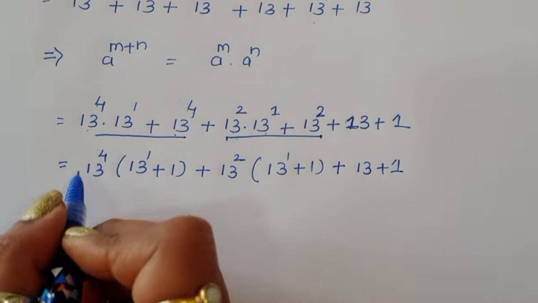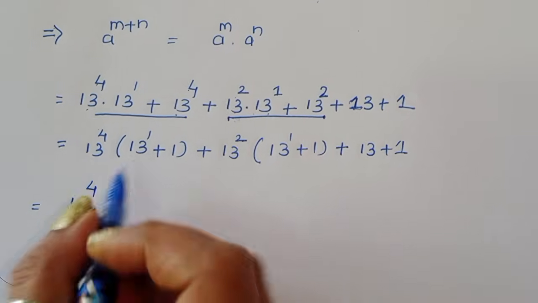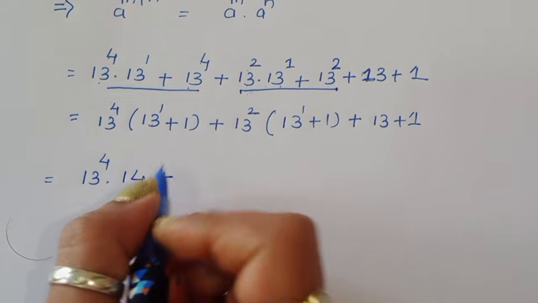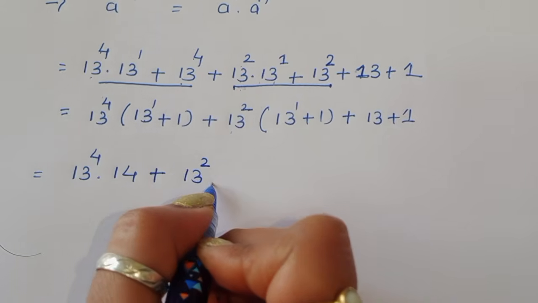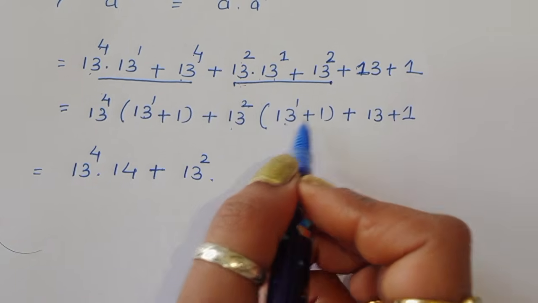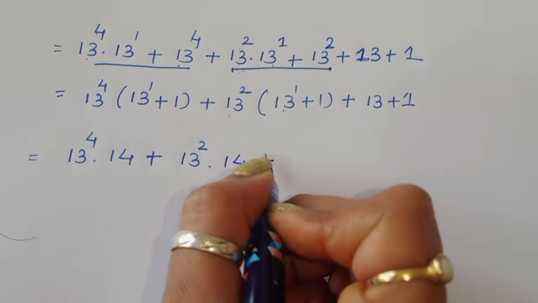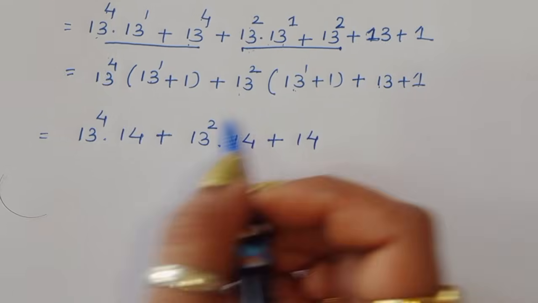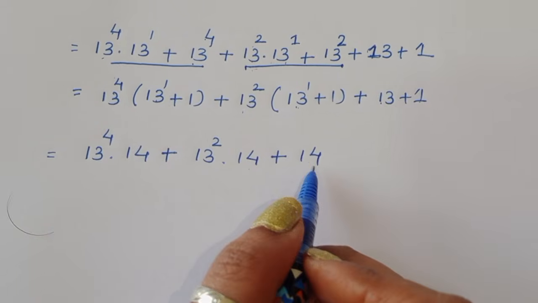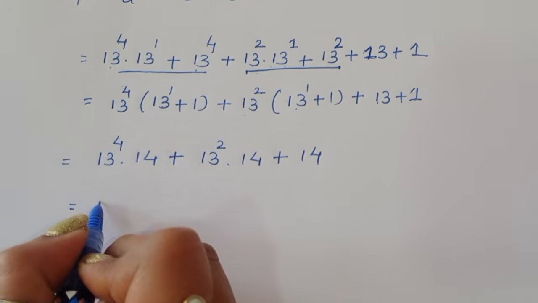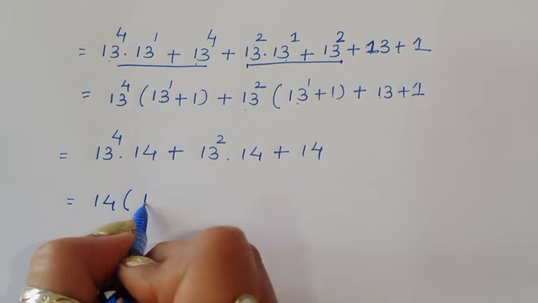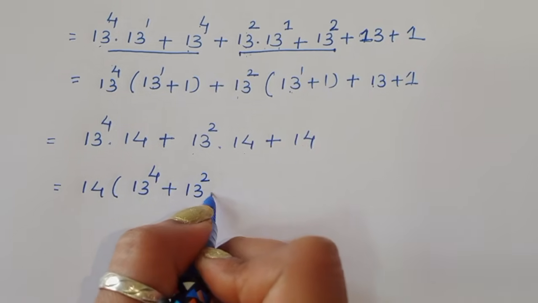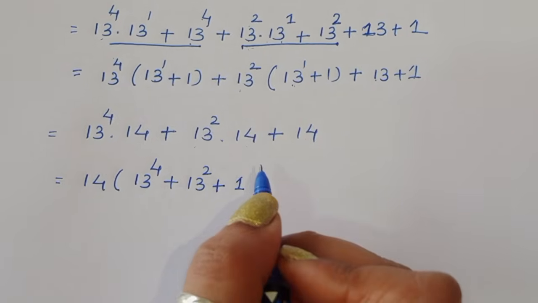Now it is equal to 13^4 times (13^1 plus 1), that is 14, plus 13^2 times (13^1 plus 1), that is 14, plus (13 plus 1), that is 14. Now we can see 14, 14, 14, so we take 14 common. The left term is 13^4 plus 13^2 plus 1.